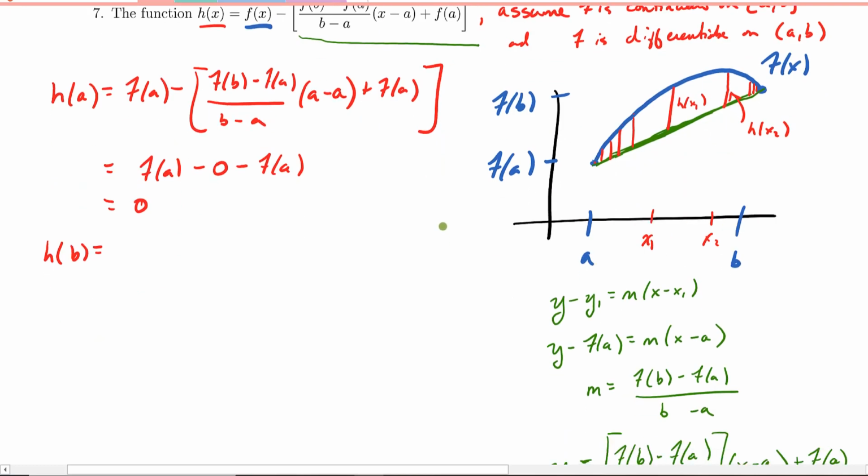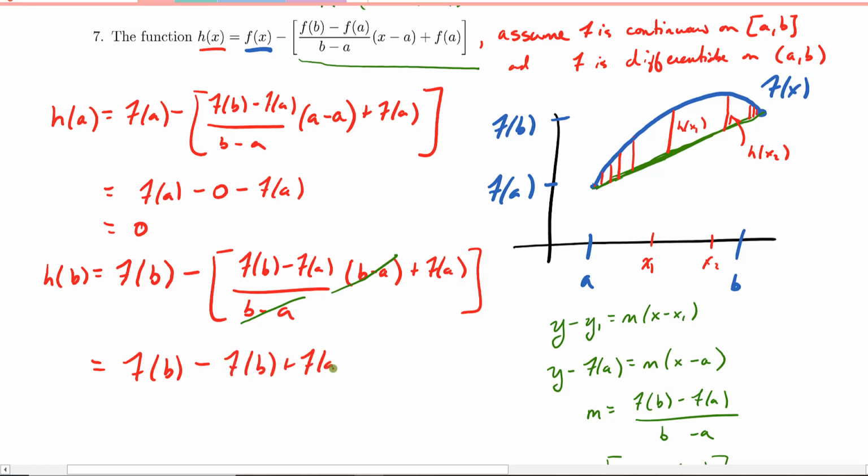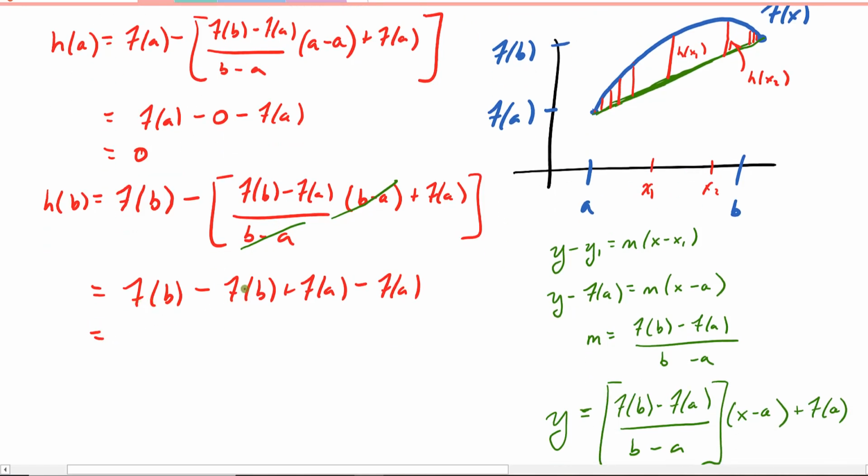Okay, so h of b, let's do it algebraically, would be f of b minus the bracket f of b minus f of a all over b minus a, and then in place of x in this crazy function, we're going to replace that with b. So we've got b minus a plus f of a. And what do we notice happens? First of all, we can cancel these b minus a factors. That gives us f of b minus, those cancel, so we'd have minus f of b plus f of a. And if I distribute this negative sign over here, we'd have minus f of a. So we're left with f of b minus f of b, that's 0, and f of a minus f of a, that's 0. And so we find that h of b is also equal to 0.